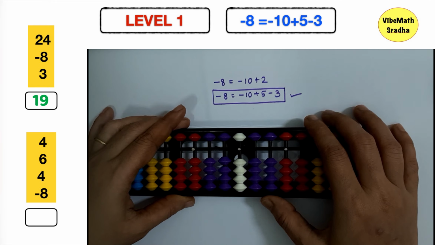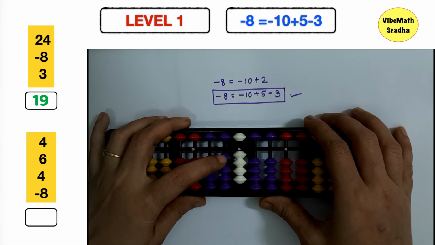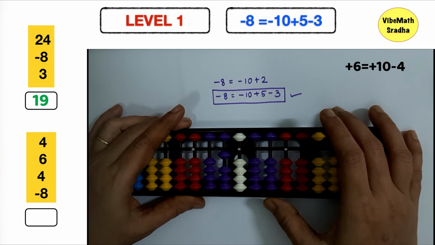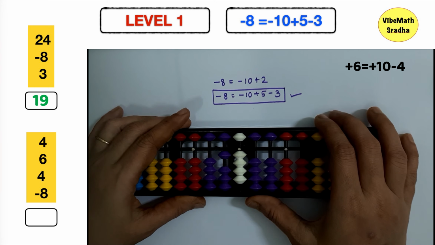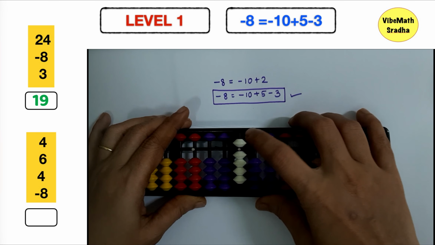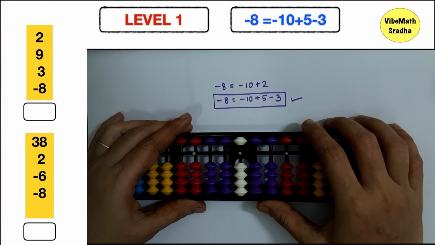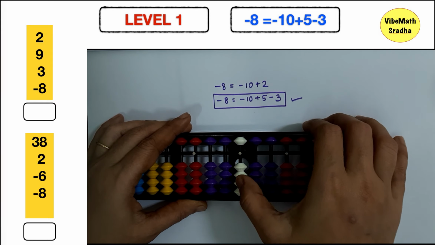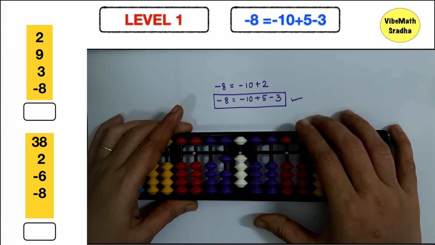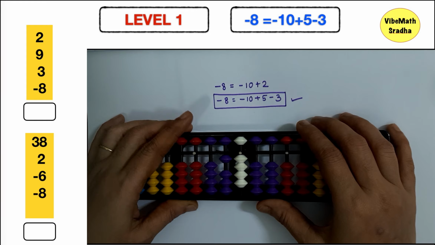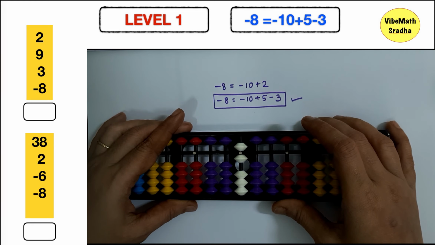Next example, 4 plus 6 plus 4 minus 8. 4 plus 6 is plus 10 minus 4. Here I have used the big friend addition of 6, then plus 4, then minus 8. Minus 8 is minus 10 plus 5 minus 3. The answer here is 6. Next example, 2 plus 9 plus 3 minus 8. 2 plus 9 is plus 10 minus 1, then plus 3. It can be done directly, then minus 8. Minus 8 is minus 10 plus 5 minus 3. So, answer here is 6.